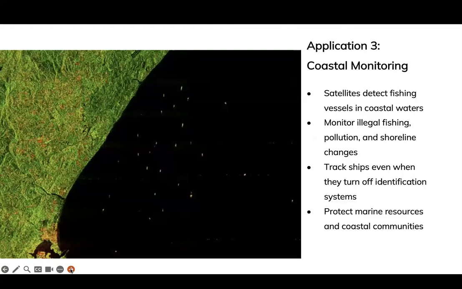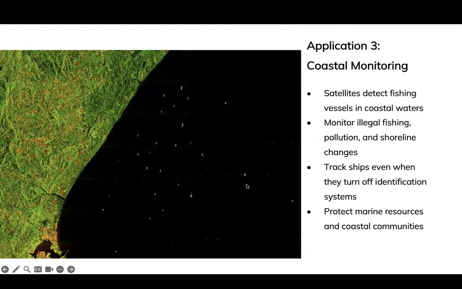So application 3 is coastal monitoring. And here is a really good example. Basically, it's people with boats behaving badly. When we monitor coastlines, this is the Durban Harbour in eThekwini municipality, on the east coast of South Africa. And what we can see here are all of these dots over here. What it is, is that the satellite has detected fishing vessels in this coastal water.